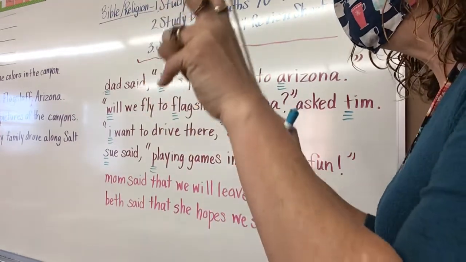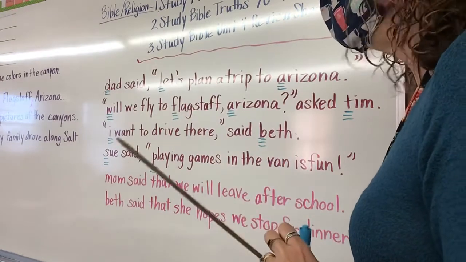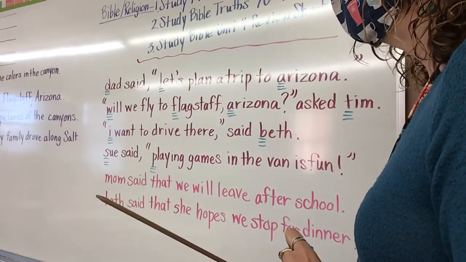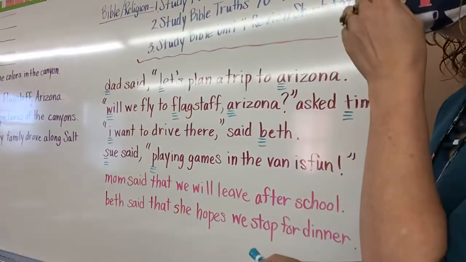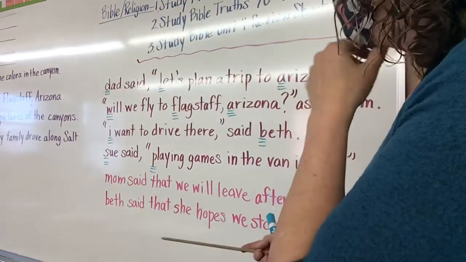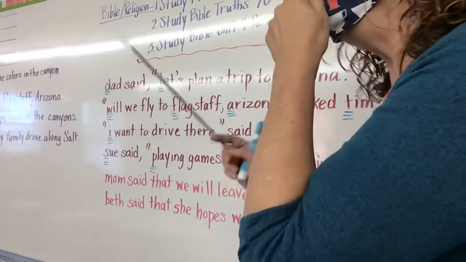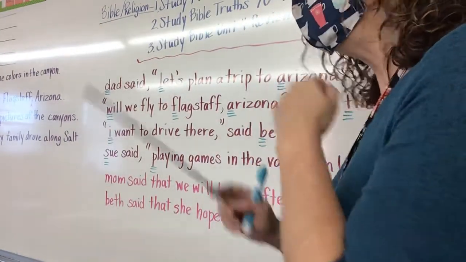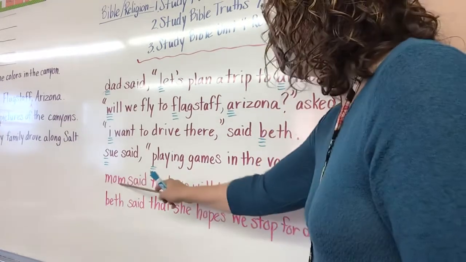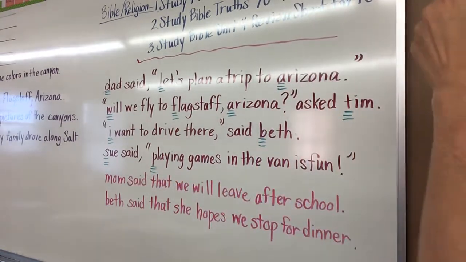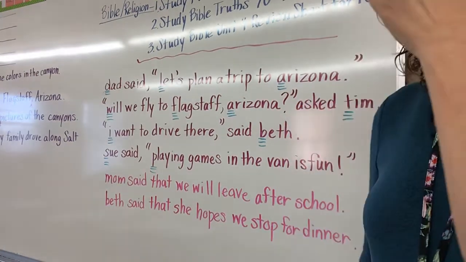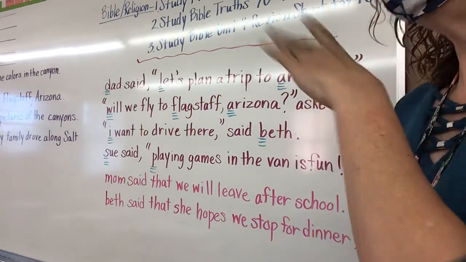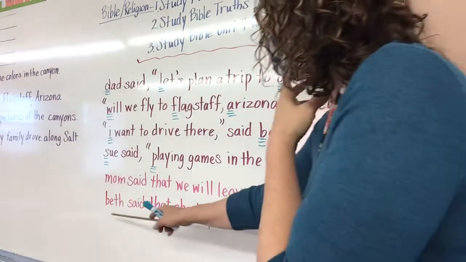Quotation marks. It doesn't have quotation marks. So it's not a direct quotation. This is just telling me what Mom said in your own words. If Mom said it in a direct quotation, Mom would have said, "We will leave after school." That would be a direct quotation. But when you say, Mom said that we will leave after school, you're not saying Mom's direct quotation words. You're changing her words.